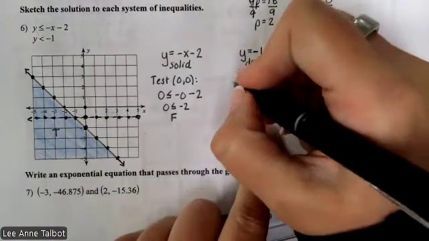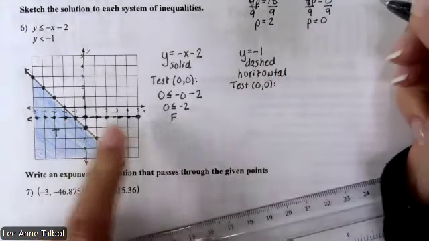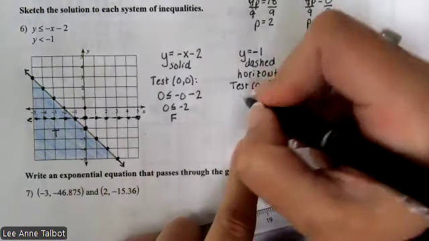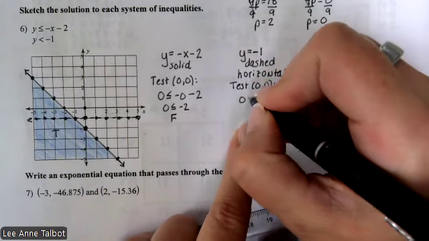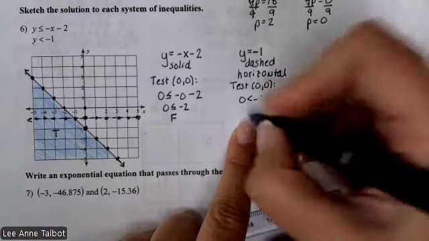Okay, now this one, we can test 0, 0, because the line doesn't go through it. It's just gonna feel weird because you're only plugging in the y spot. False again.